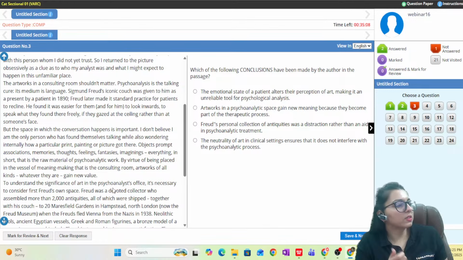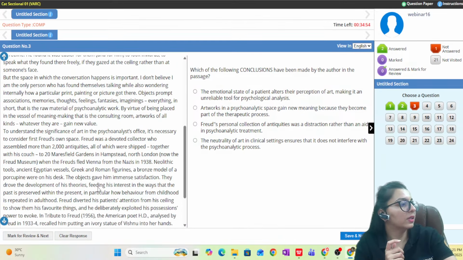To understand the significance of the art in the psychoanalyst's office, it is necessary to consider first Freud's own space. Freud was a devoted collector who assembled more than 2,000 antiquities, all of which were shipped together with his couch to 20 Maresfield Gardens.